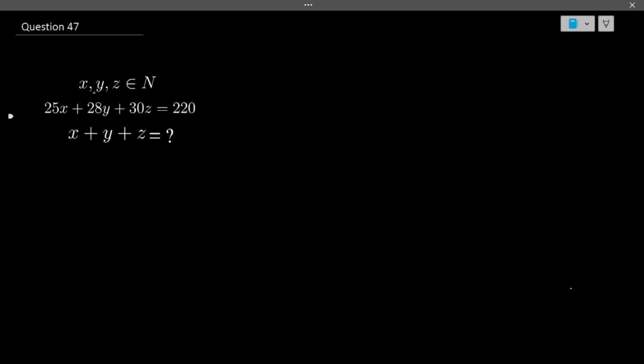Today we are going to solve this problem. x, y, z belong to N. 25x plus 28y plus 30z equals 220. Then find x plus y plus z. This is an interesting question and you must try it yourself before watching the solution. So let's start solving this question.